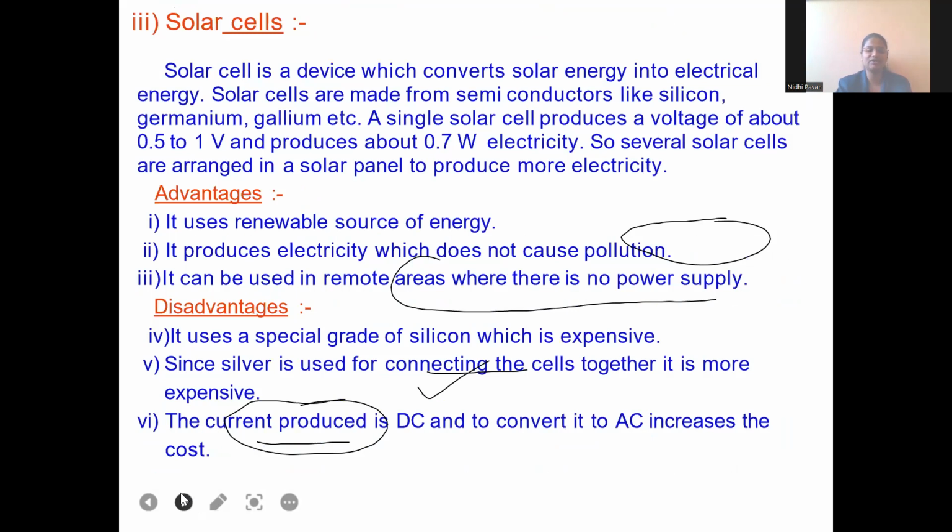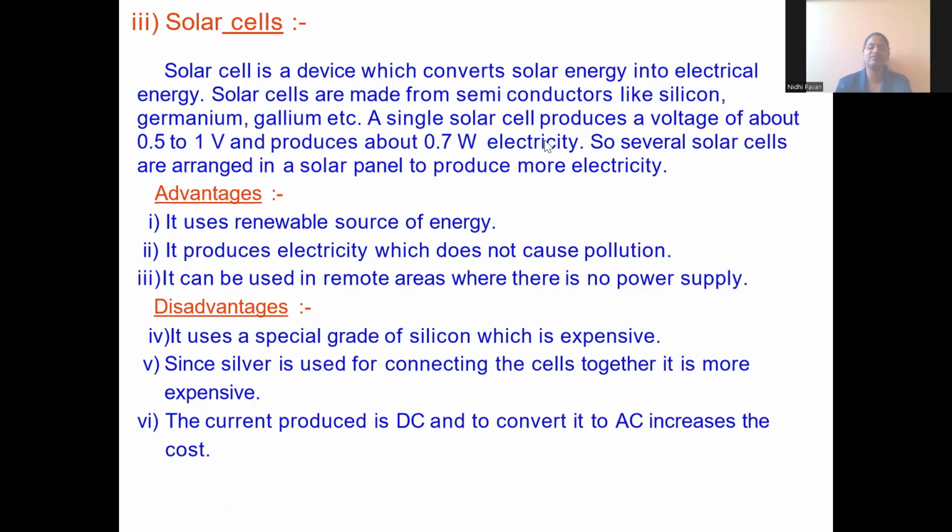Next, the solar cell, which uses the light from the sun. It is a device which converts solar energy into electrical energy. It is made up of semiconductors, like silicon, germanium, etc. A single solar cell produces 0.5 to 1 volt, with about 0.7 watt of electricity.